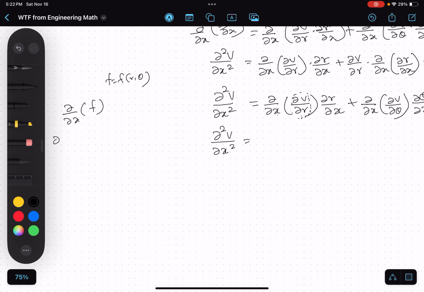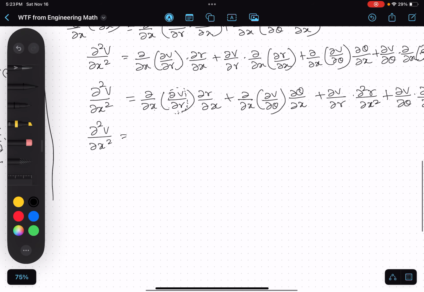So what will you do? Again, x can cause change in r, which can cause change in the function. Again, x can cause change in theta, which can cause change in the function, right? So you write it this way. Do the same thing over here as well. So basically x can cause change in r, which can cause change in this expression. And again x can cause change in theta, which can cause change in this expression, right?